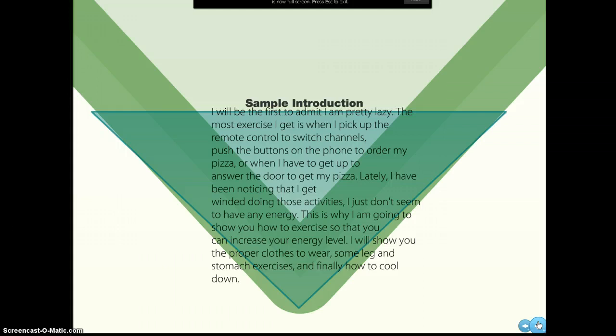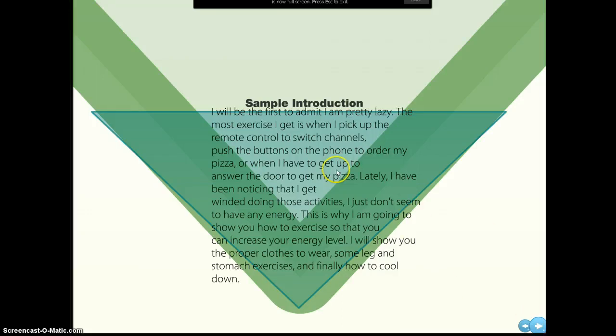Oh, and here's a sample introduction you can read at your own leisure. Well, I'll read it to you actually. I'll be the first to admit I am pretty lazy. The most exercise I get is when I pick up the remote control to switch channels, push the buttons on the phone to order my pizza, or when I have to get up to answer the door to get my pizza. Lately I've been noticing that I get winded doing these activities. I just don't seem to have any energy. That is why I'm going to show you how to exercise so that you can increase your energy level. I will show you the proper clothes to wear, some leg and stomach exercises, and finally how to cool down.